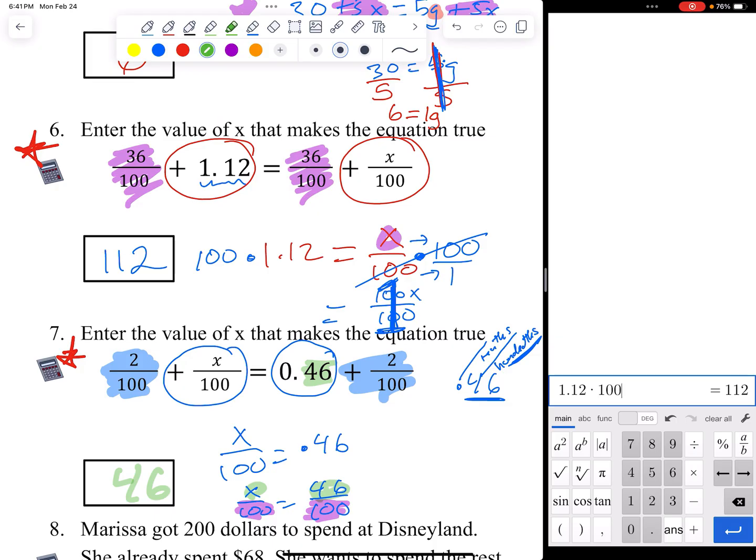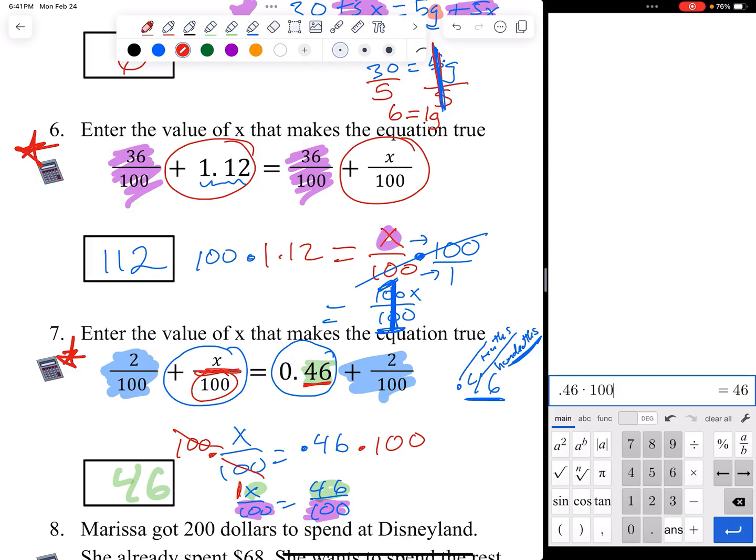Interesting. But the trick is, if you see, because these are both over 100 and I have two decimal places, when I multiply both sides times 100, 100 over 100 gives me 1x. And then 0.46 times 100, well, guess what that's going to be? Just 46.